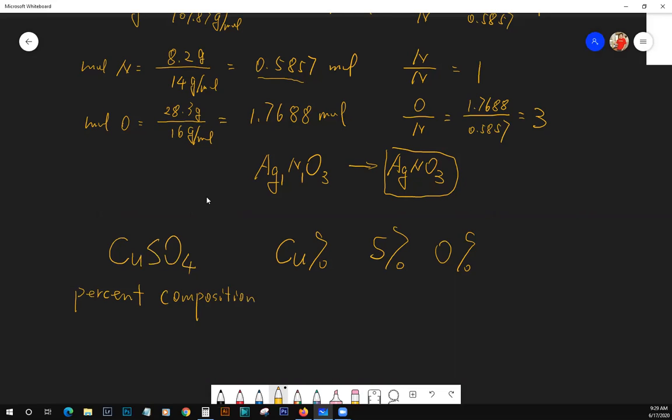Based on the empirical formula and the equation I gave you, you just use the molar mass of the copper divided by the overall molar mass of copper sulfate. Here, the molar mass of sulfur divided by the overall copper sulfate. And the molar mass of the oxygen divided by the overall copper sulfate molar mass. This is how you figure out the composition, the percent composition for each of the elements in the formula.